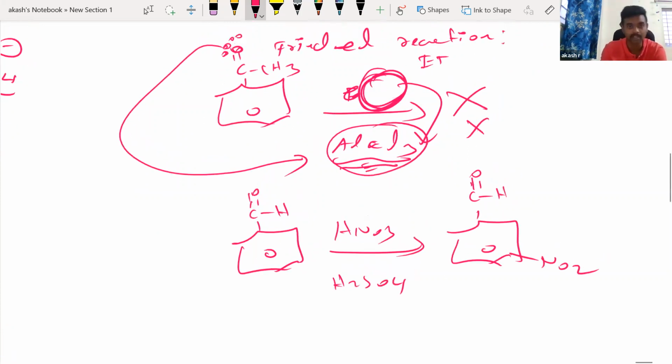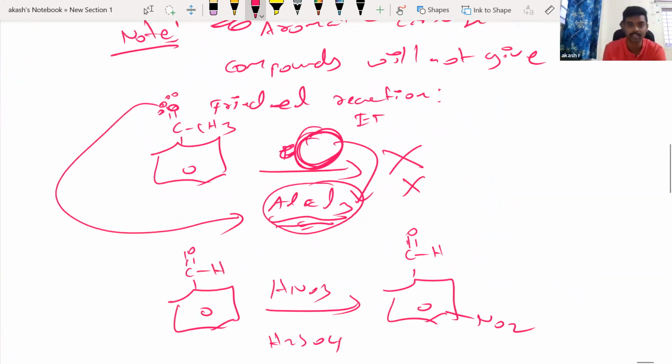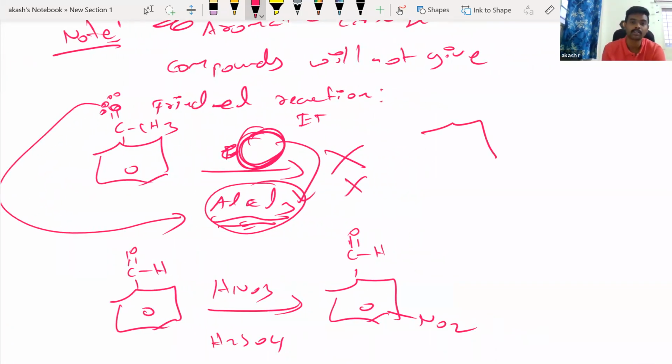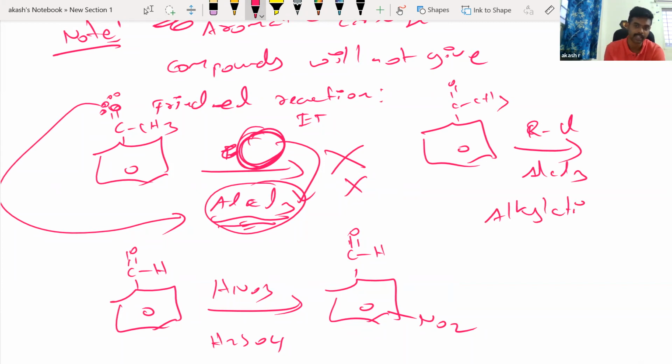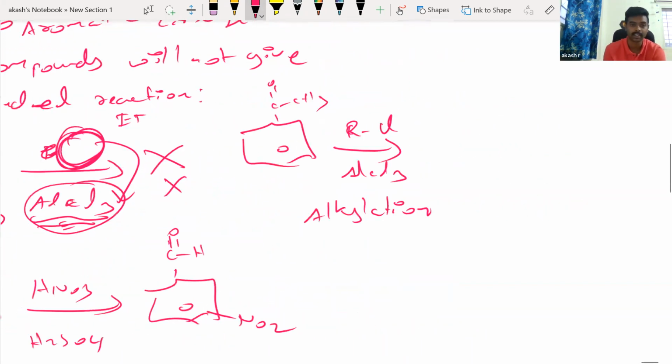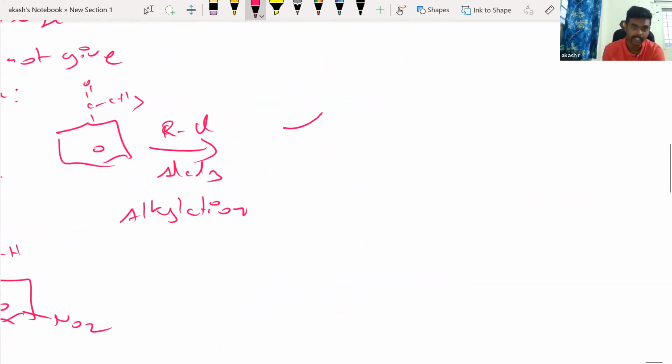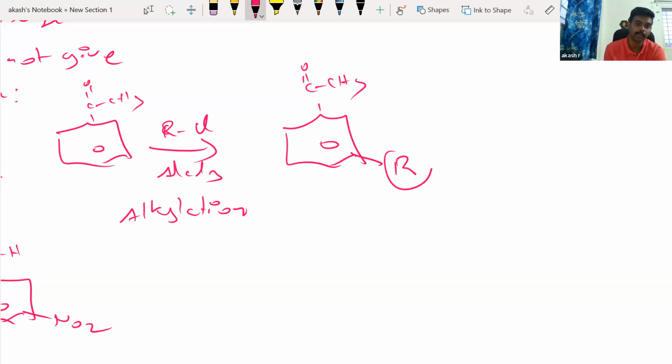Even if a Friedel-Crafts reaction happens, say for example we go for C double bond O CH3 is there, and then we go for R Cl in the presence of AlCl3. We know this is Friedel-Crafts alkylation. Even if it happens, we are going to have the product coming only in the meta position. R will go to the meta position only because that would have been the electrophile.